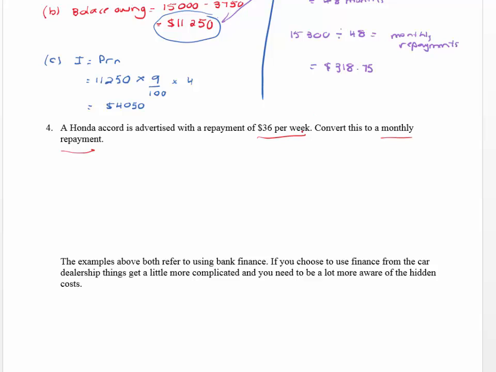So I put this in here to remind you that when we have something that is per week, and I'll put down monthly repayment here, we can't just multiply by 4, because there really isn't exactly 4 weeks in a month. So if you can remember back to what we did earlier, that would be 36 times 52, because there are 52 weeks in a year, and then I would divide that answer by 12. And this has just been placed in here as a memory jogger for you.